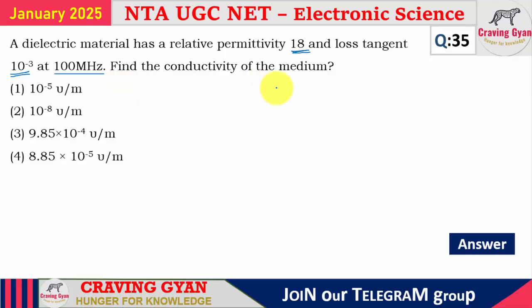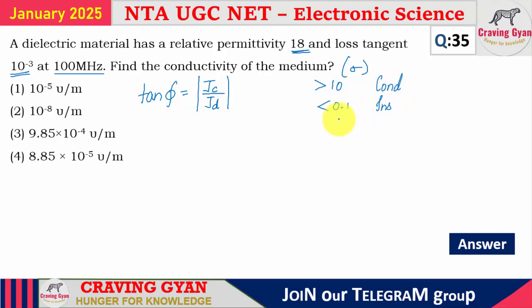What do you mean by conductivity of the medium? It is represented by sigma. That's it. Now look at the things. What is the significance of loss tangent? See, loss tangent is defined as tan phi, which is expressed as the ratio of conduction current to displacement current. Now this ratio, if it is greater than 10, then it is acting as a conductor. If it is less than 0.1, it is acting like an insulator. If it is lying between, it is a semiconductor. So these things we have to know.